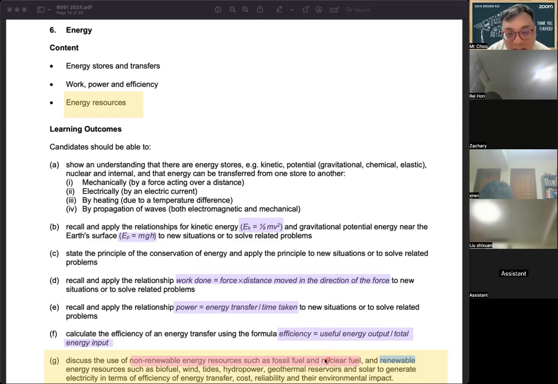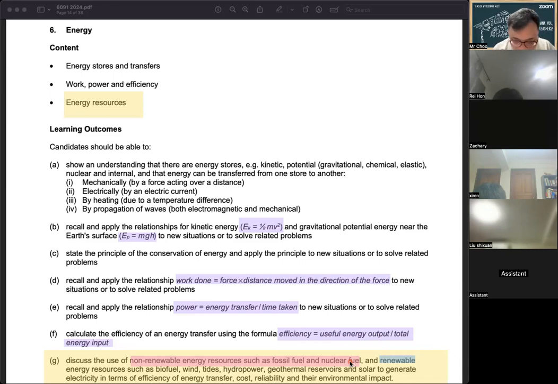Then the next thing that we're going to talk about is nuclear fuel. Singapore does not use nuclear fuel because we don't have the space. Basically, nuclear fuel will undergo a nuclear reaction to release energy, either nuclear fission or nuclear fusion. Nuclear fusion means you have two particles combined together. Nuclear fission is one particle split into two. That is how nuclear energy is produced.